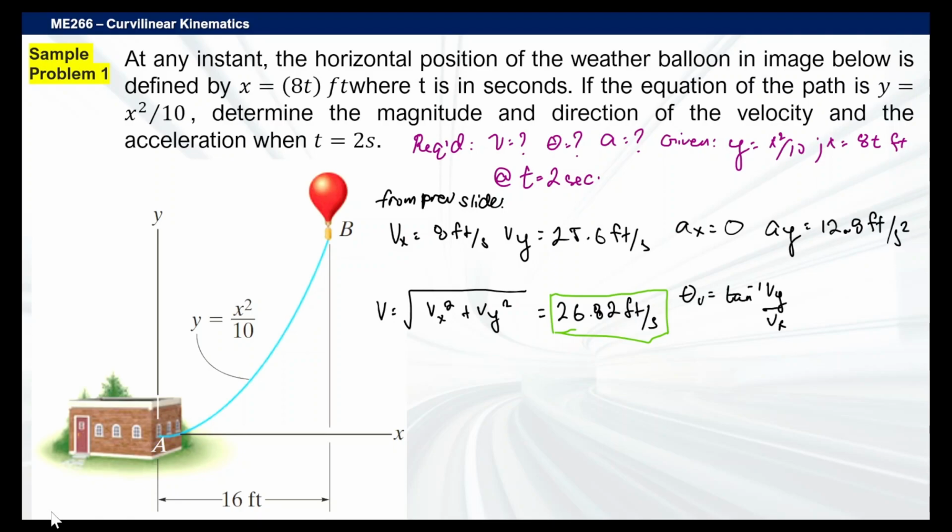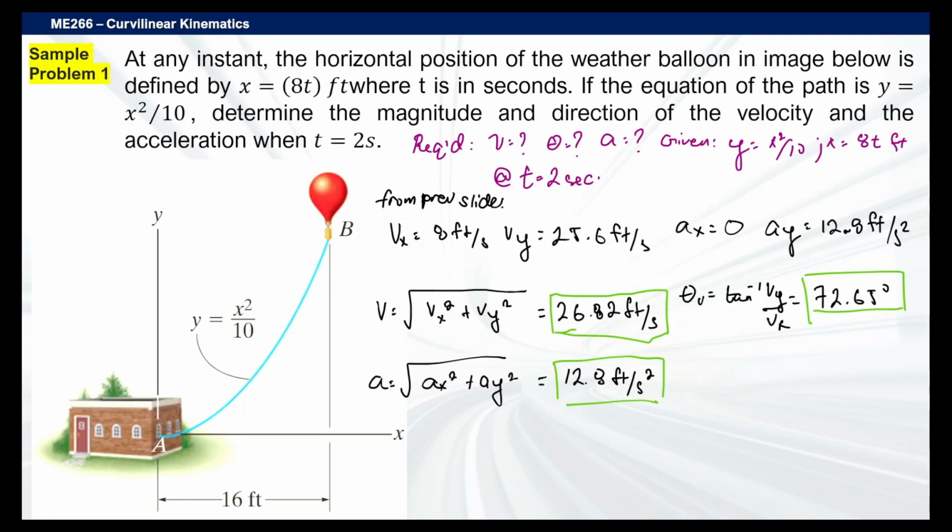And what direction? So that will be tangent inverse of vy over vx, which is 72.65 degrees. So we do the same thing with the acceleration, wherein the magnitude ng acceleration natin is 12.8 feet per second squared. And the direction is tangent inverse of ay over ax. That will be 90 degrees.